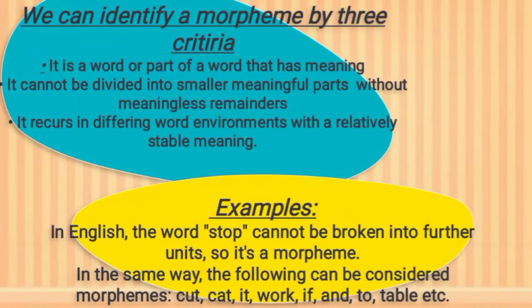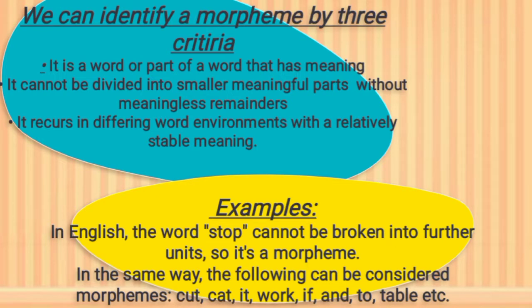We can identify a morpheme by 3 criteria. 1. It is a word or part of a word that has meaning. 2. It cannot be divided into smaller, meaningful parts without meaningless remainders. 3. It reoccurs in different word environments with a relatively stable meaning.